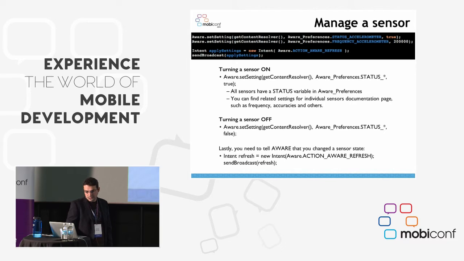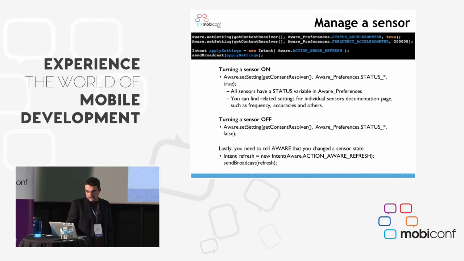All the sensors have a variable in this class, Aware preferences, where you can just turn the status from true to false, and you can also find more settings. Some sensors have more settings than others in the documentation. To turn it off, you do the same but set it to false. And then you just do the broadcast to apply those settings.